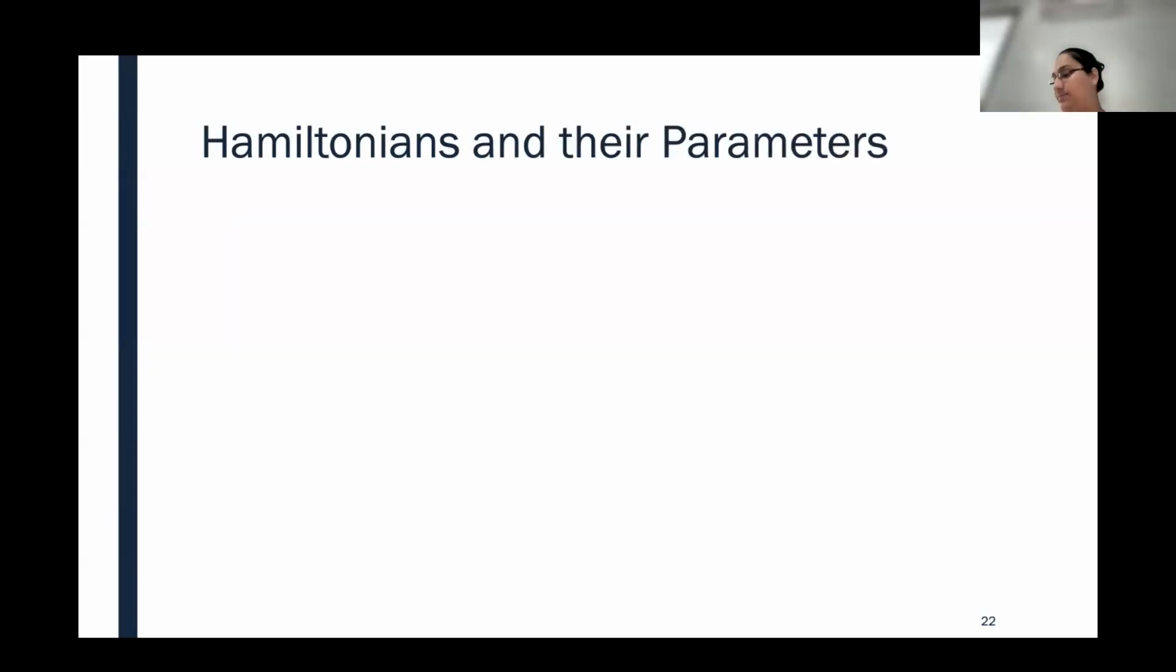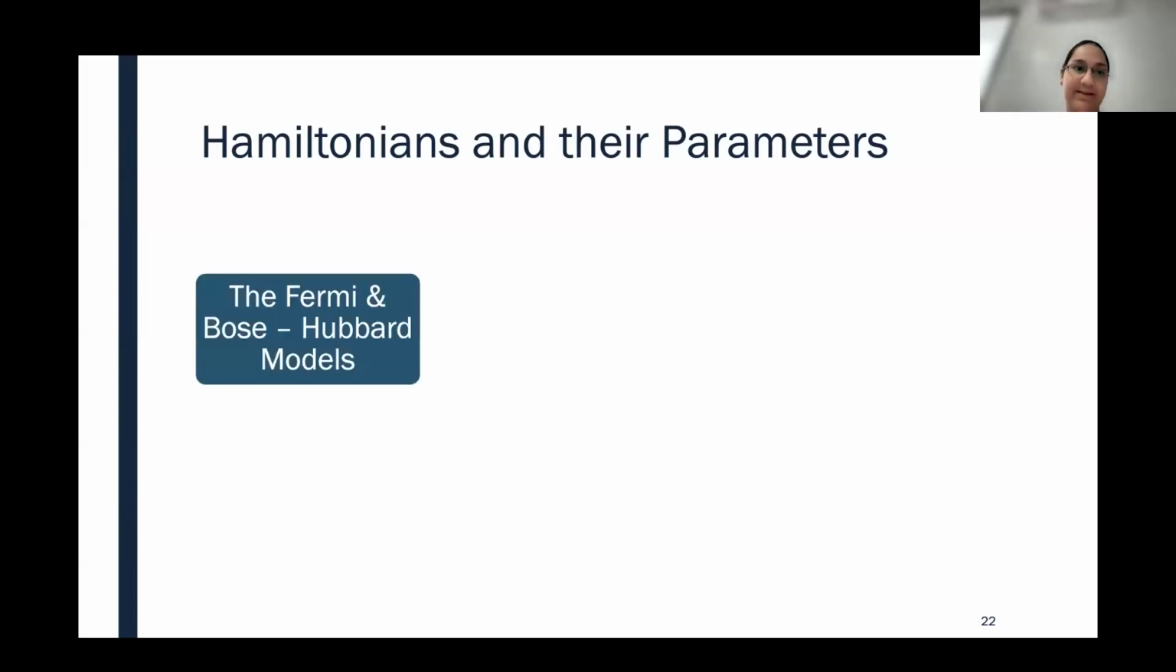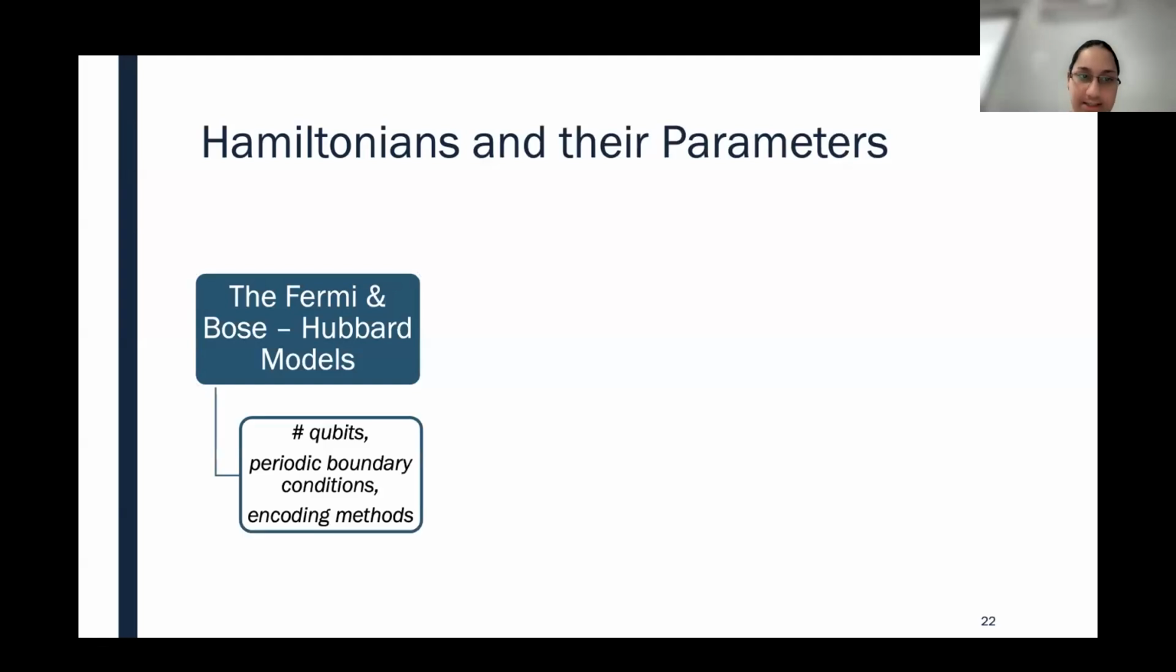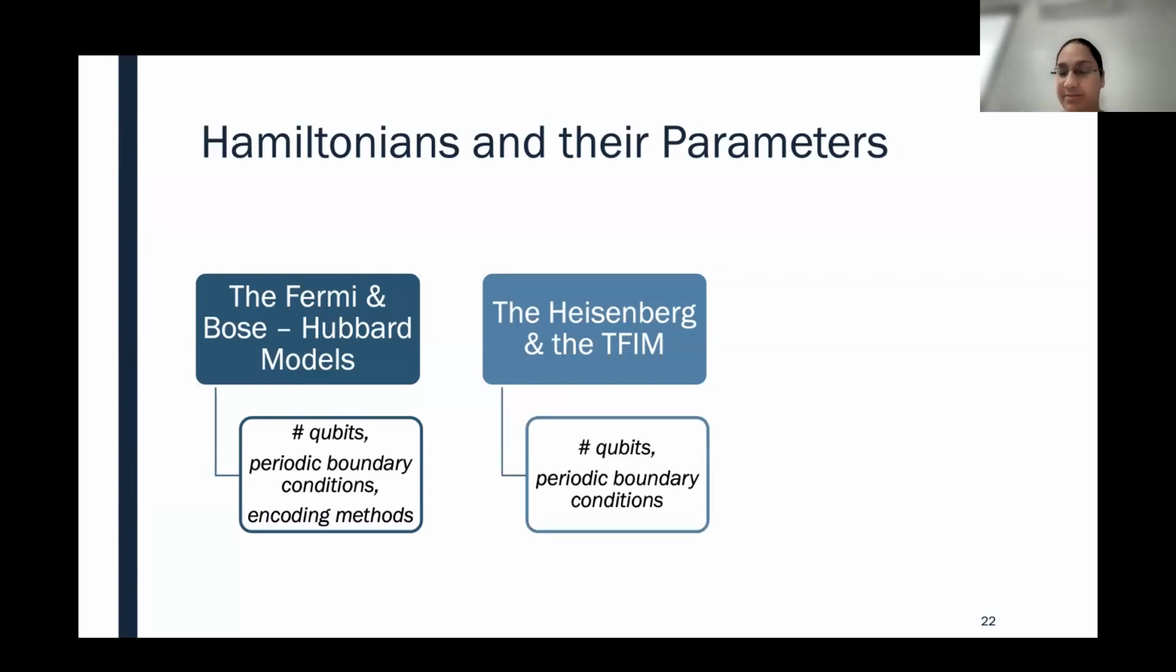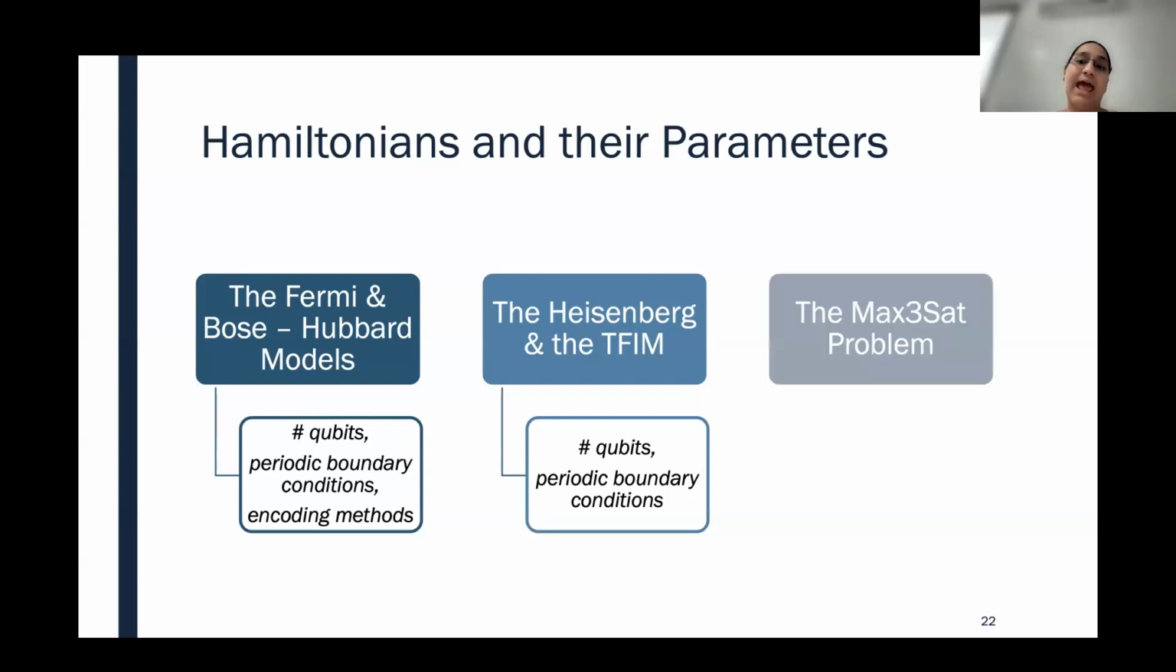So now that we have talked about the 5 Hamiltonians, we are going to talk about the parameters that we can vary in each of these Hamiltonians. For the first two, which are the Hubbard models, we can vary the number of qubits, the periodic boundary conditions, that is whether the circuit has periodic boundary conditions or whether they do not, and the encoding methods. For the next two, the Heisenberg and the transverse field Ising model, which in later slides we'll call TFIM, we can vary the number of qubits and circuits with or without periodic boundary conditions. And the fifth is the max 3-SAT problem, and here we can vary the number of qubits and the clause ratio.